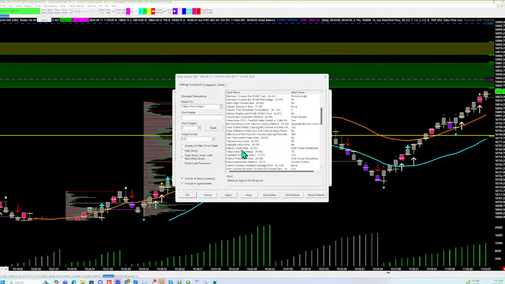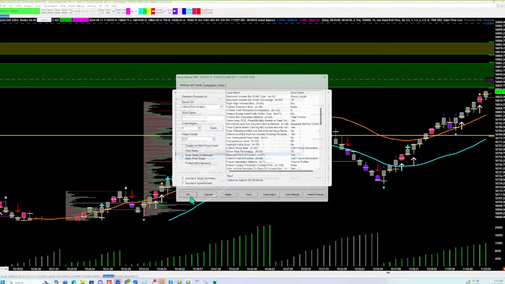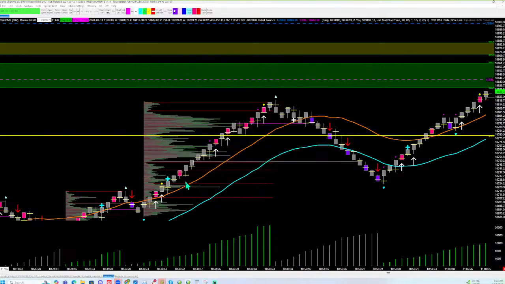It'll say extend, highlight value area, extend value area if you want, which is the gray lines, and then highlight the point of control and extend the point of control until future intersection, right? So, and then before you close it, this is the important part, so you don't have to do it 100 times, hit set defaults. So every time you draw it, that's how it'll draw, okay?